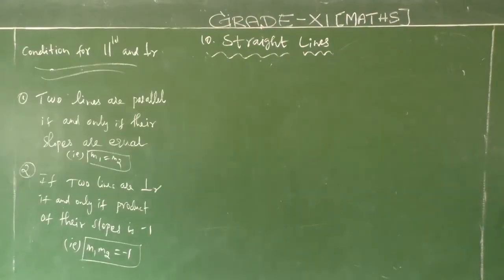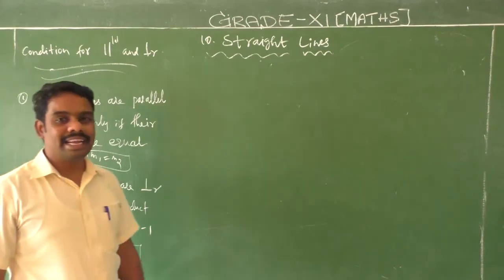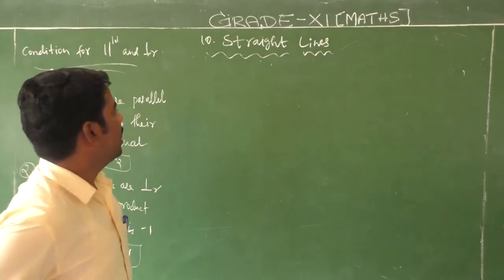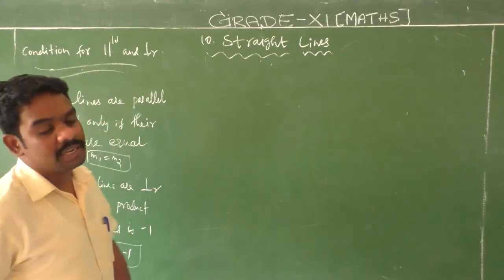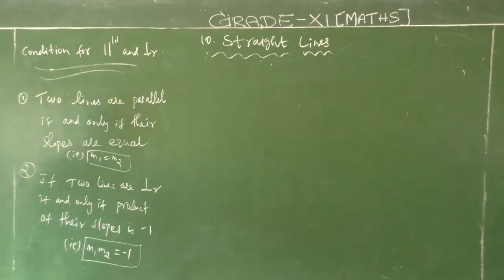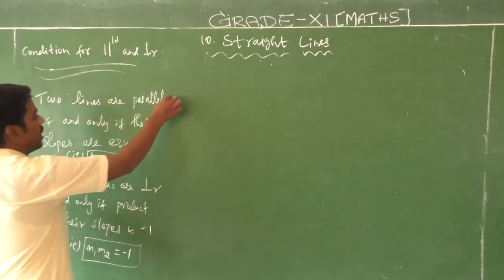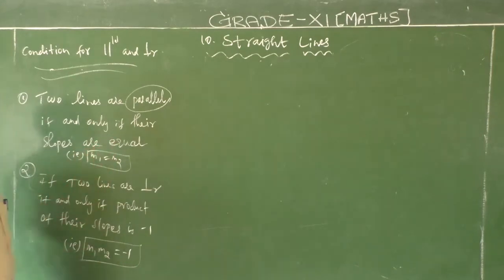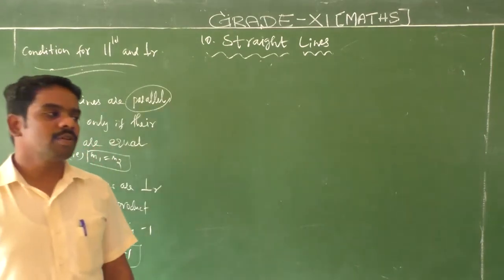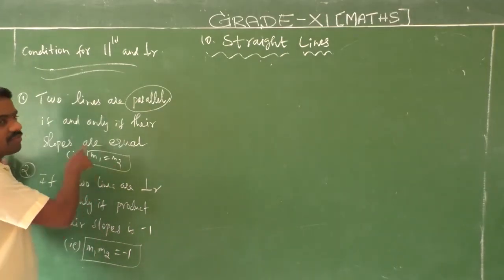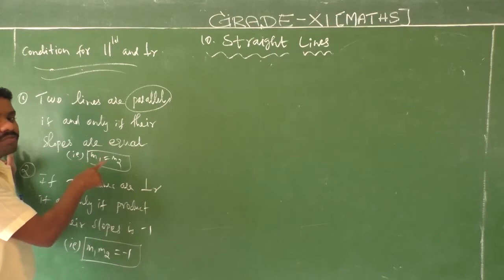Then the condition for parallel lines and perpendicular lines. Condition for parallelism and perpendicularity of two given lines. Let us consider L1 and L2 are two lines. Two lines are parallel if and only if their slopes are equal, that is m1 equal to m2. m1 is called the slope of the first line and m2 is called the slope of the second line.